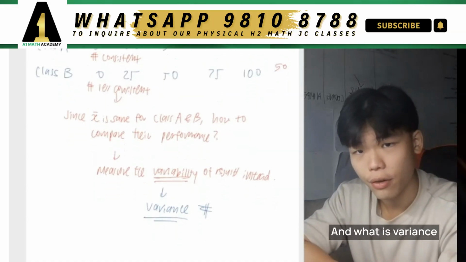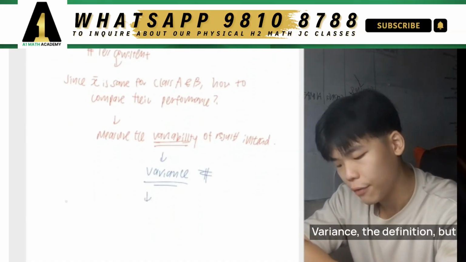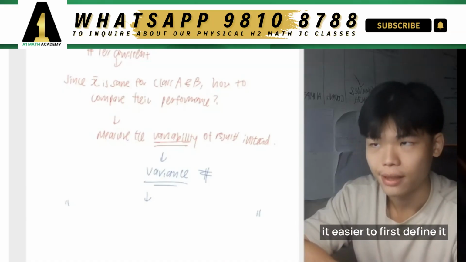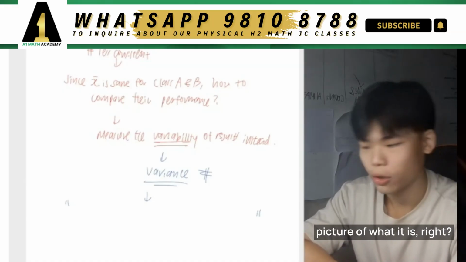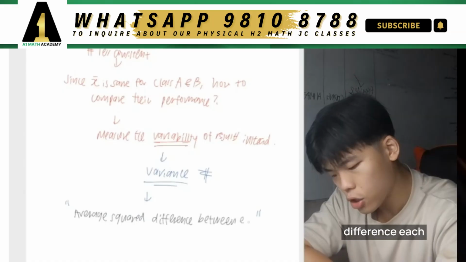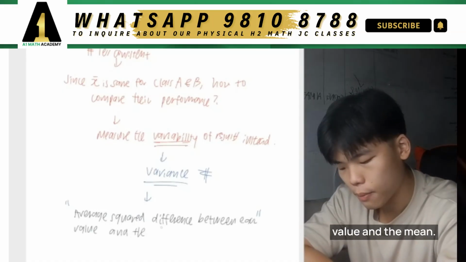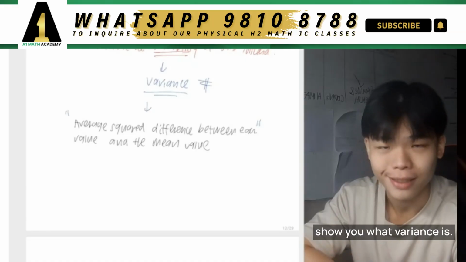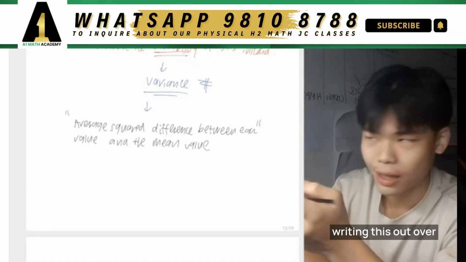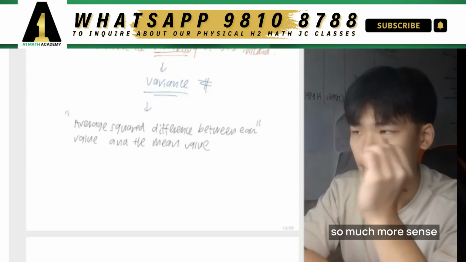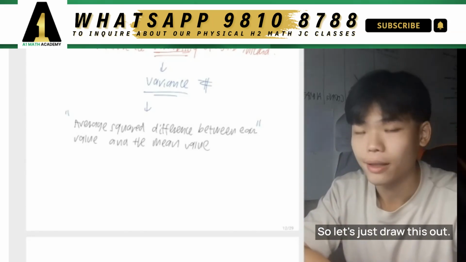And what is variance essentially? Variance, the definition, but you don't need to memorize this definition, but I find it easier to first define it so that you get a mental picture of what it is, right? It is the average squared difference between each value and the mean. Okay, so I'm going to paint a picture over here to show you what variance is, because writing this out over here, you might not really grasp the idea, but when I draw it out, it'll make so much more sense for you over here, right? So let's just draw this out.